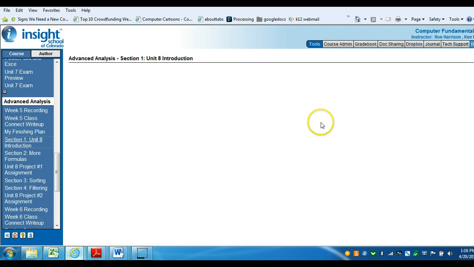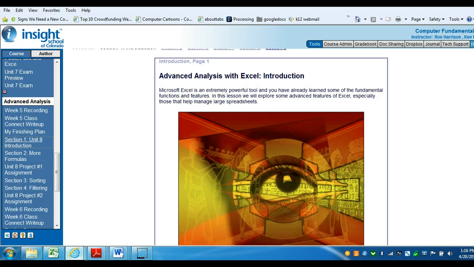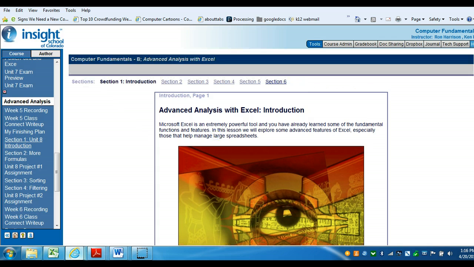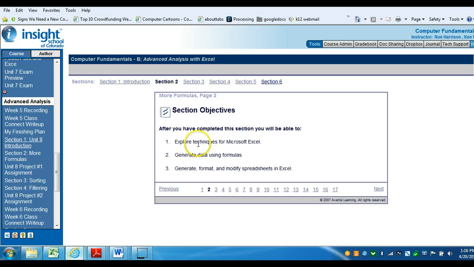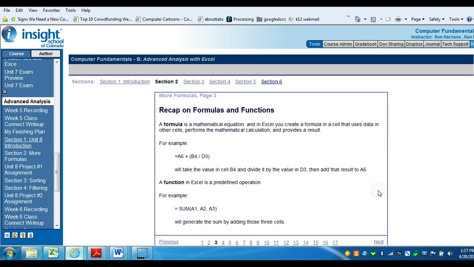So let's go down to section 1. And here we are, and we're talking about advanced analysis with Excel. And of course, this is going to be advanced analysis on numbers, right? Because Excel allows you to manage large spreadsheets, and spreadsheets usually are made of numbers. So if you jump in here, starting to talk about formulas. So we're going to learn some techniques with referencing different cells by the ranges, absolute references, etc. So we'll explore different techniques in Excel, generate data using formulas, generate, format, and modify spreadsheets in Excel.